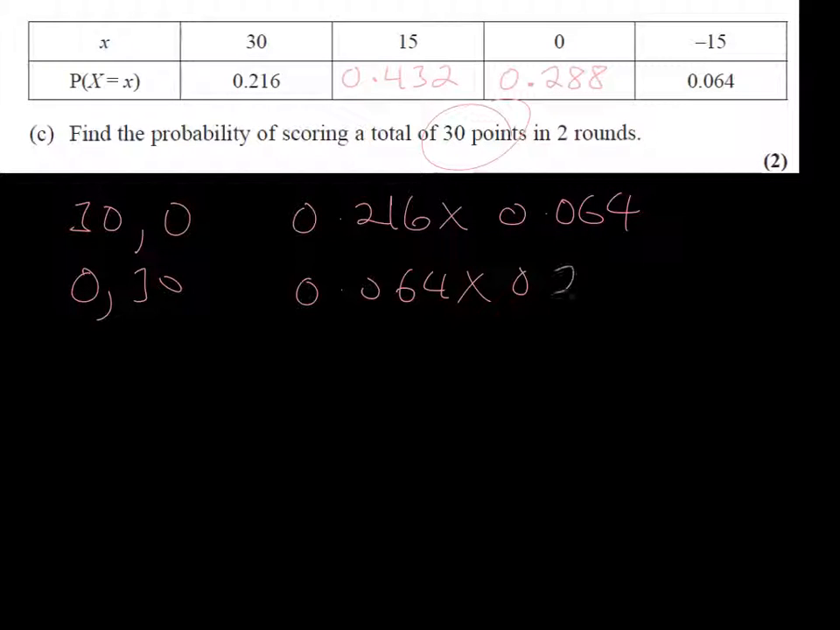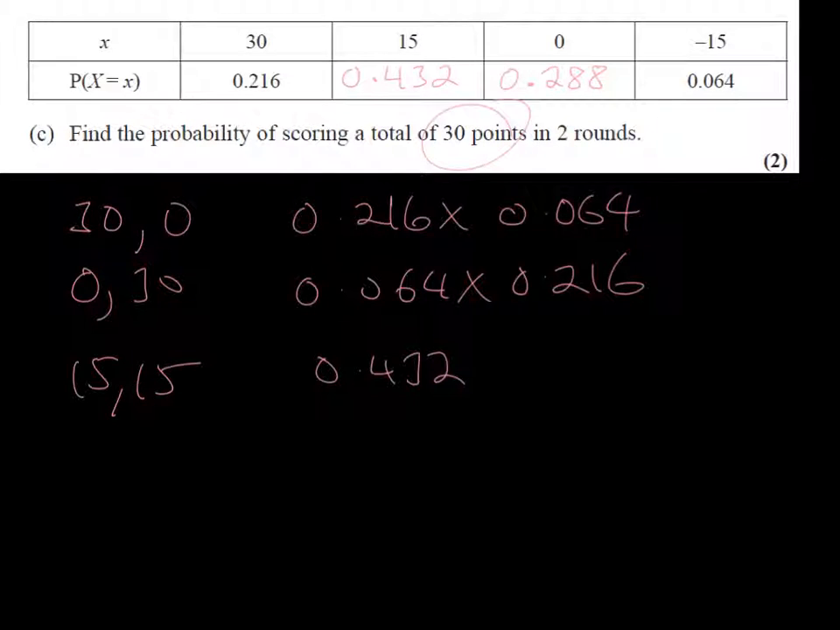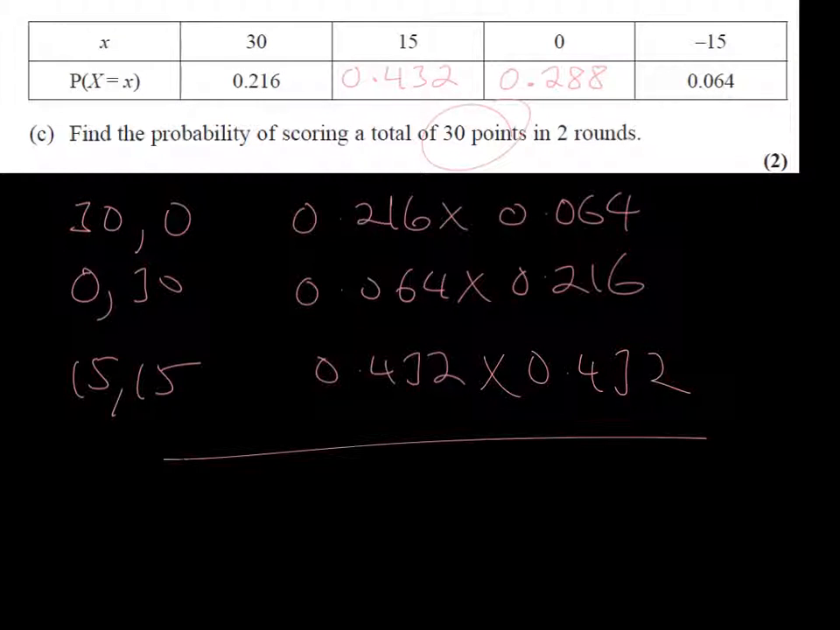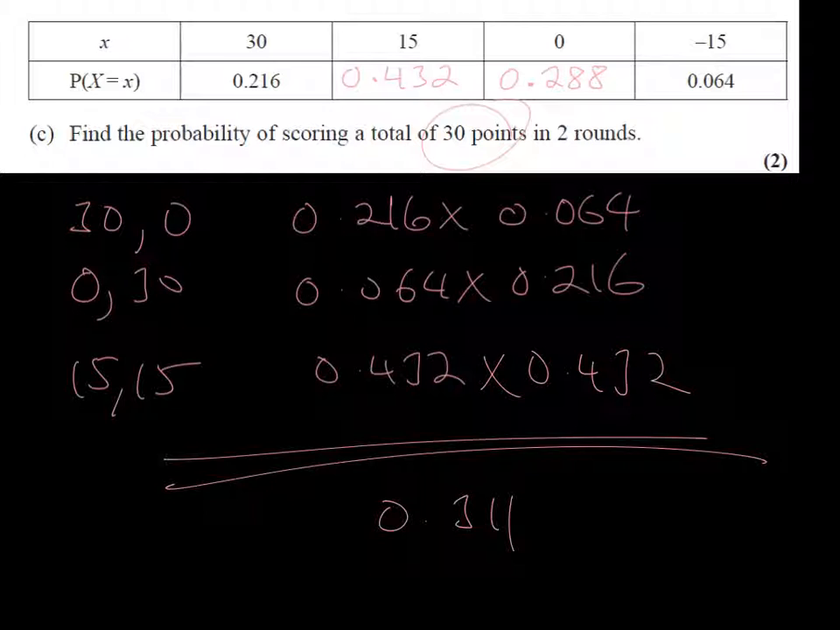So that's going to be 0.064 times 0.216. Or the other way I could get it is 15 in both rounds, which is going to be 0.432, which I found up here in the previous question, multiplied by 0.432. So if I work those all out and sum them together, I get an answer of 0.311.